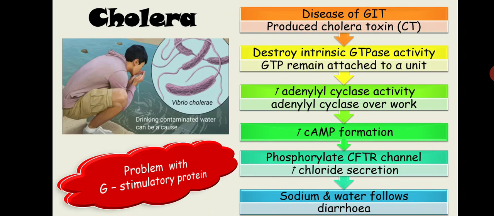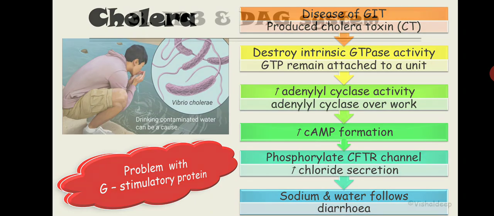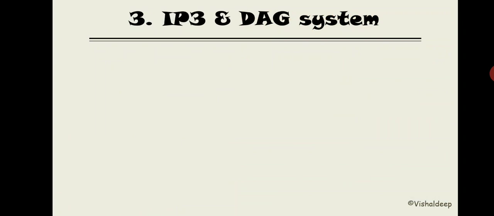Now the third system we are going to discuss is the IP3-DAG system. Again, it is the third type of second messenger system. The first one is cyclic AMP, the second one is cyclic GMP, which we will discuss after this, and the third one is the IP3-DAG system. Now what happens in the IP3-DAG system? Let's see.